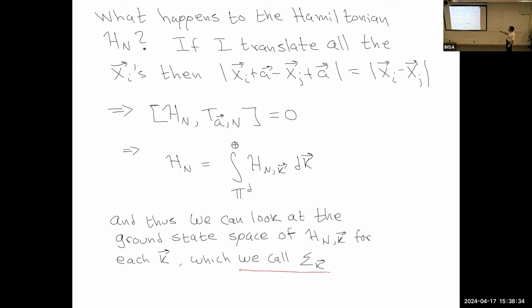Fine. So now what happens? Well, like I said, this Hamiltonian is invariant under translations. If I translate all the coordinates, then I can write it this way. And again, my Hamiltonian decomposes, so it diagonalizes again, but now this is the many-body Hamiltonian. And so we can look at the ground state of this Hamiltonian for each k, and I'm going to denote this by sigma k. Are there any questions?